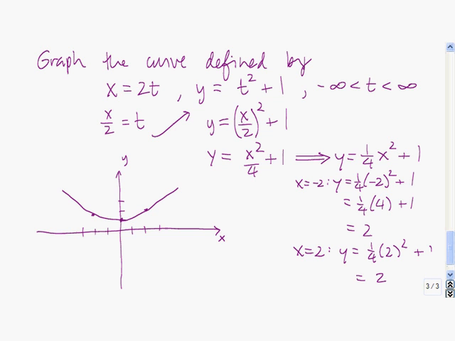So when t is equal to 0, we have x is equal to 0 and y is equal to 1. When t is equal to 1, we have x is equal to 2 and y is equal to 2. So that tells us that the curve is generated by going in this direction. Okay, and this parabola goes on forever. So for negative t, we're starting way out here. Then as t grows, we form the parabola in this direction.